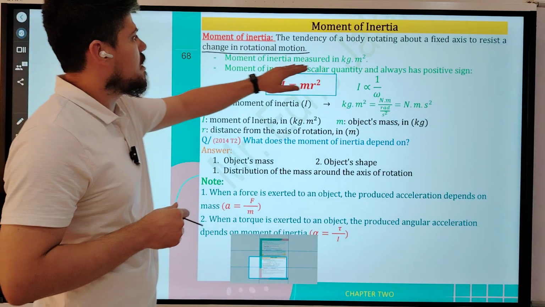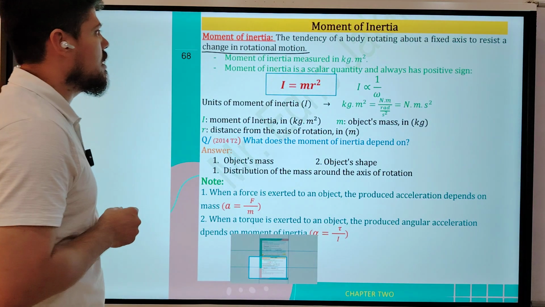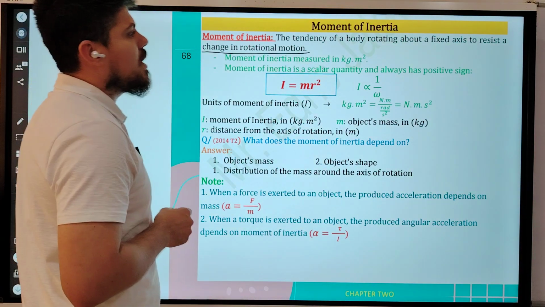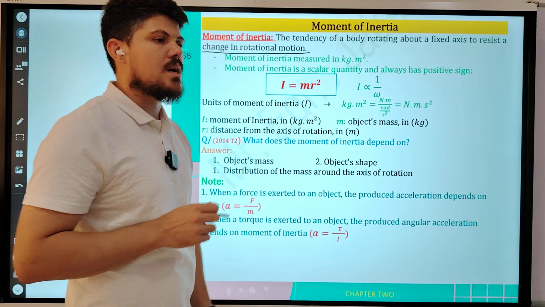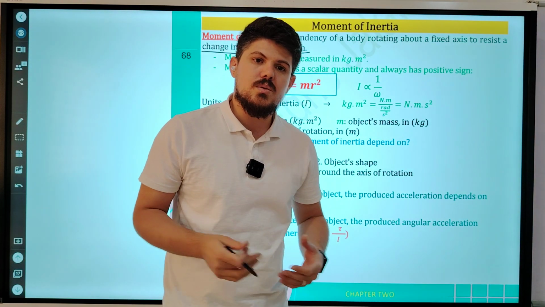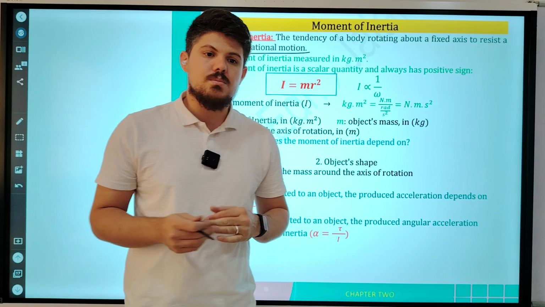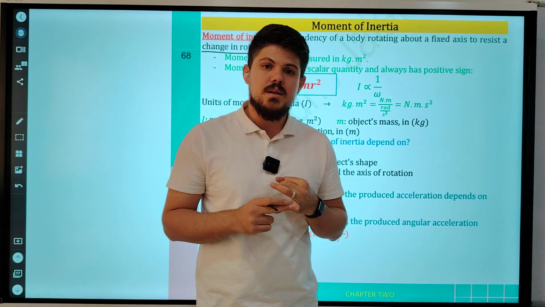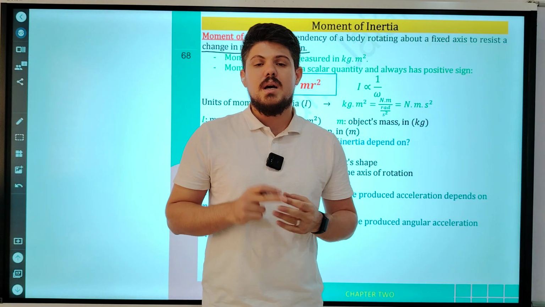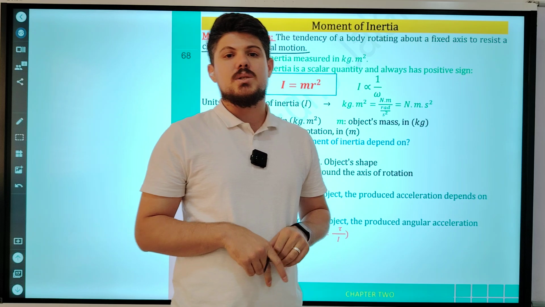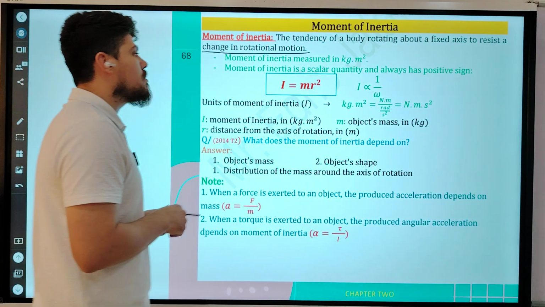So moment of inertia is measured in kilogram meters squared. Moment of inertia is a scalar quantity and always has a positive sign. It can never be negative. Why? Because moment of inertia depends on the mass, the radius, and the distribution of the mass around the axis of rotation, which is the shape of the object.